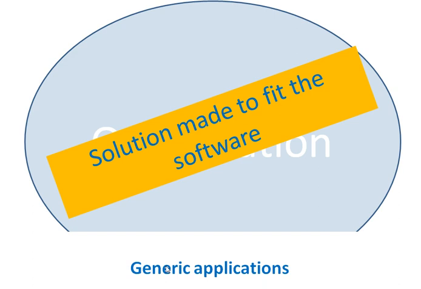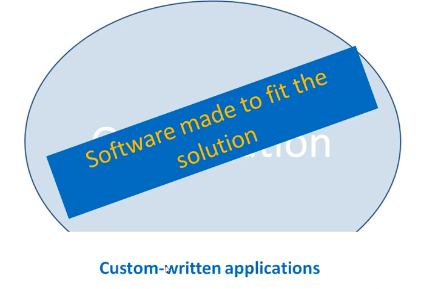Generic applications, this is really where the questions are asked, and you really have to get it inside your head. With generic applications, the solution is made to fit the software, whereas with custom written applications, the software is made to fit the solution. So in other words, when you take an off-the-shelf package, a generic application, say for instance a word processing application, Microsoft Word, then if you want it just for one particular use, you're going to have all the other things with it. So you have to make it fit the particular use.